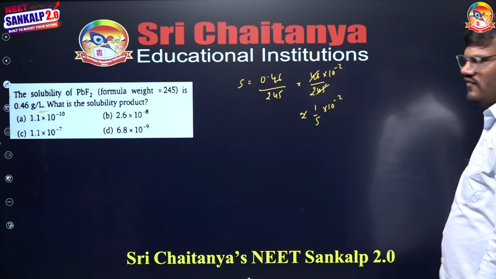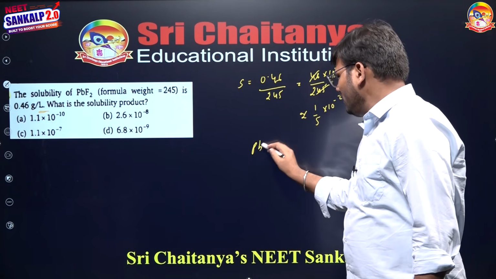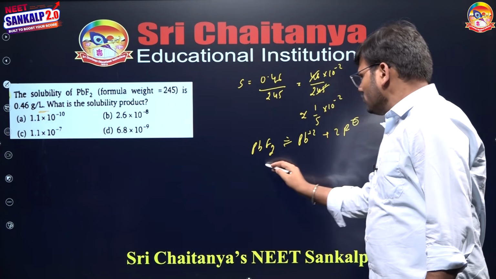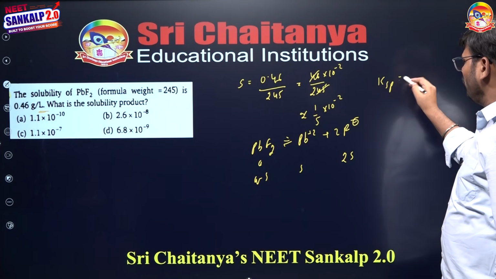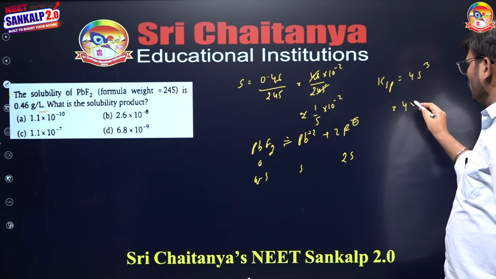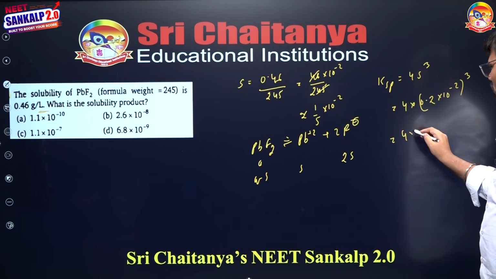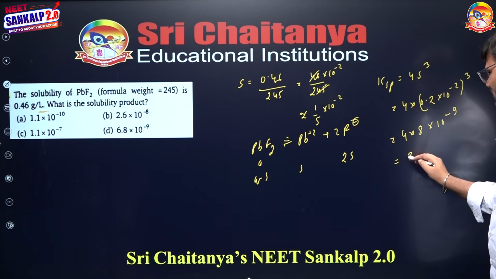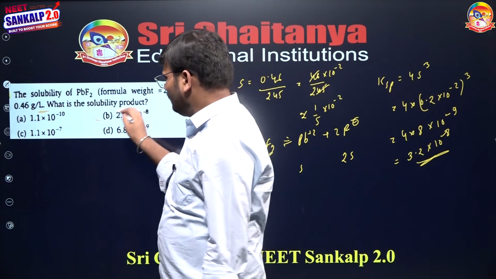So if I take this as 1 by 5, and now put this, PbF2 is converting into Pb plus 2 and 2F minus. So this is A minus S, this is S, this is 2S. If you write its Ksp, it will be 4S cube. That is 4 into 0.2 into 10 raised to minus 2 to the power cube. That is 4 into 8, 10 power minus 3 and 10 power 9. It will come as 32 or 3.2 into 10 raised to minus 8. So the closest answer is B.